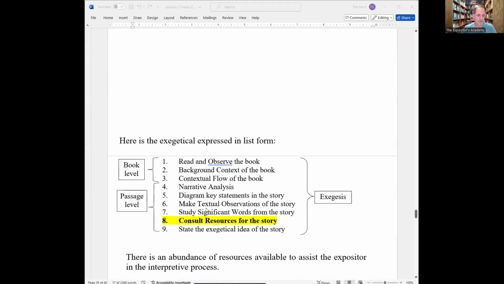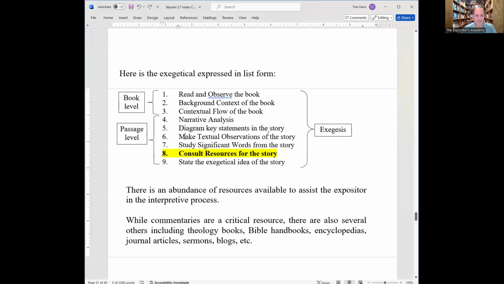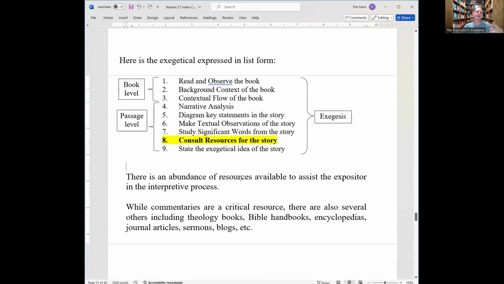Now, once you've done that step, there is another you need to do. Following that, again, remember we have the diagram: step 5, the textual observation; step 6, then study significant words from the story, again, the whole story. And then the 8th step is consult resources. All right. So this is where you begin to bring in the resources for your study.